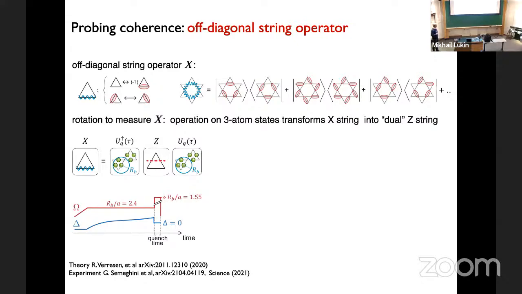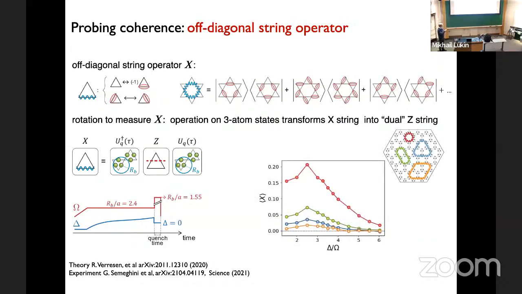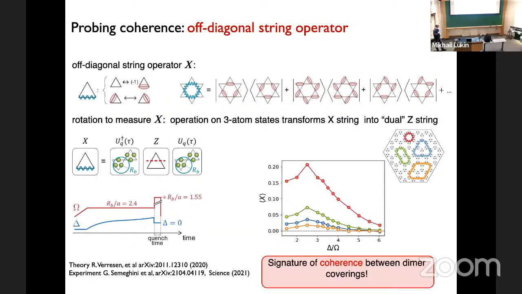But at the end of the day, it actually worked out, and what we observe from this is indeed a non-zero signal. So we see that we have a non-zero coherence across a wide variety of loops, again, loops extending to a fraction of the system size. Okay, so we see a signature of superposition between dimer coverings.